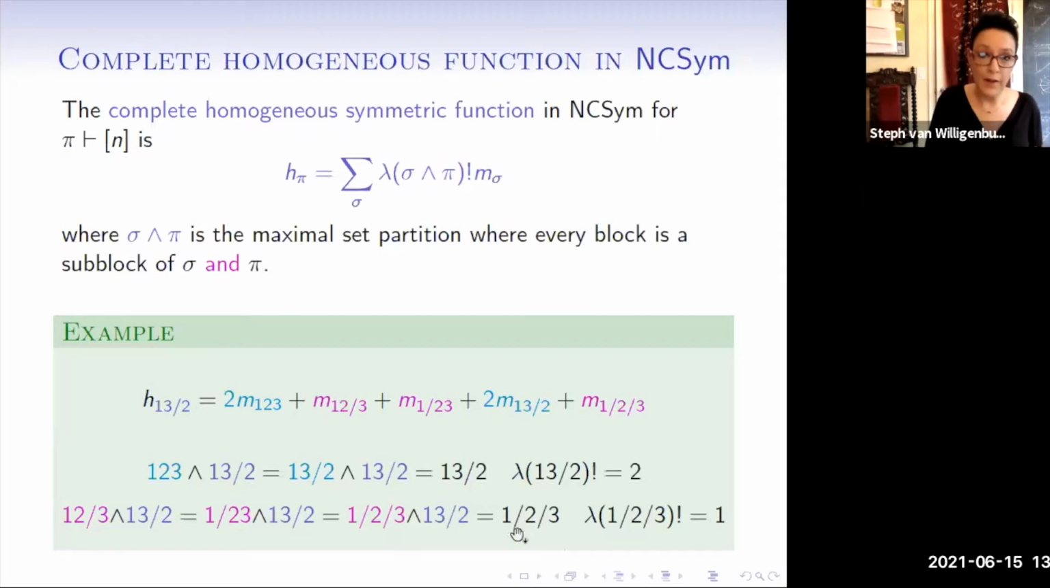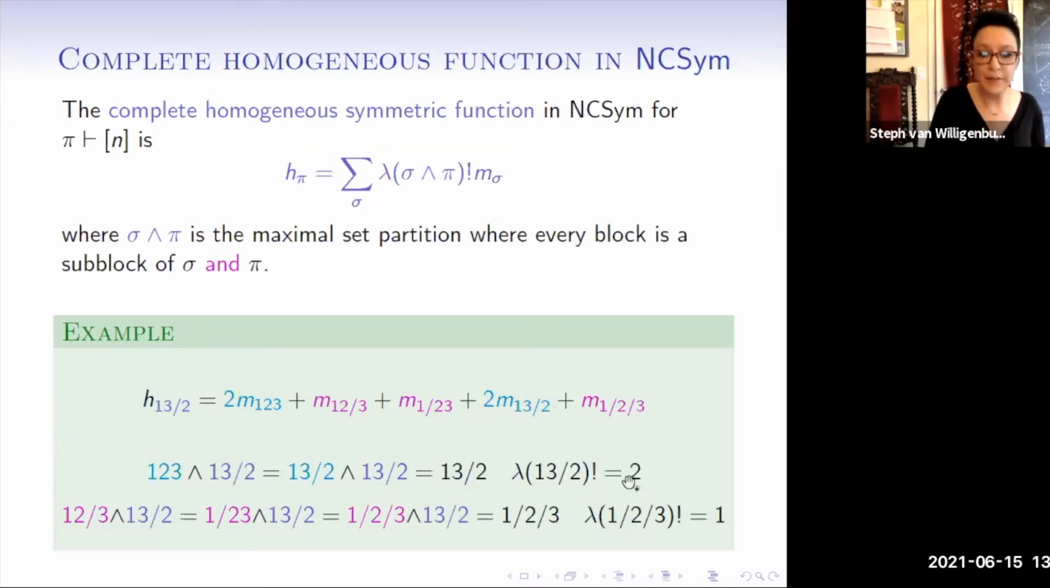Then note that 1, 2, 3 is going to be the maximal set partition where every block is a subblock of, well, 1, 2, 3 and 1, 3, 2. This is also the case of 1, 2, 3 and 1, 3, 2, and of 1, 2, 3 and 1, 3, 2. So now we've computed these. Well, we take this one now and we take lambda of it factorial. So we just take 2 factorial since there are 2 things here, and then 1 factorial since there's 1 thing there, multiply them together to give 2.